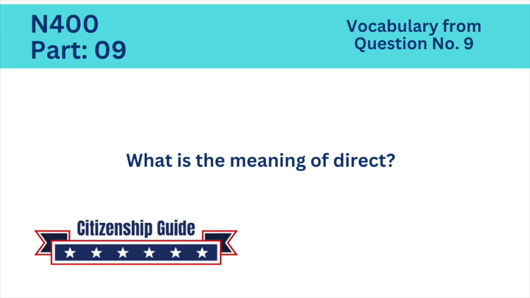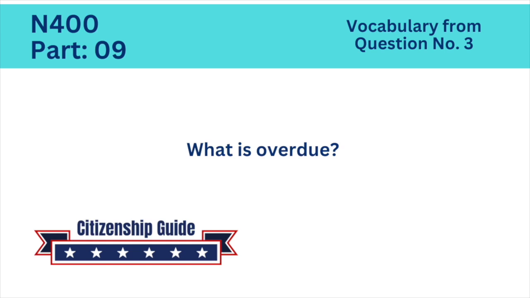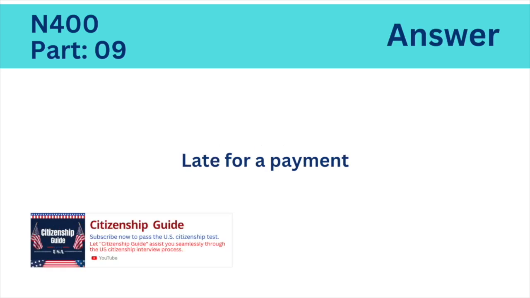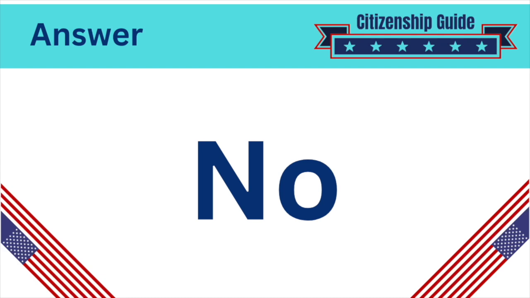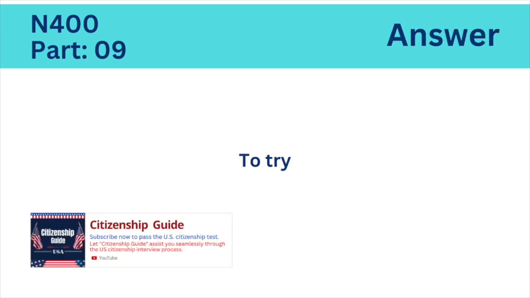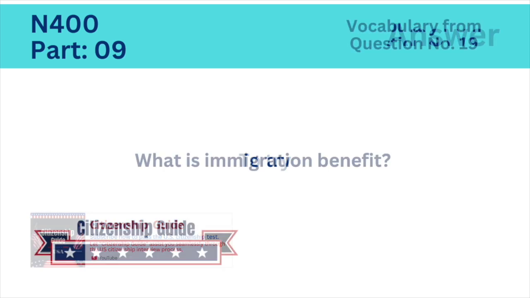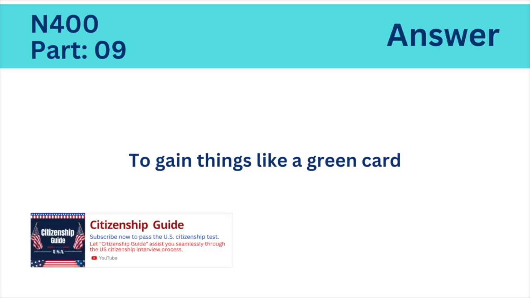What is the meaning of direct? To be in charge. What is overdue? Late for a payment. Have you ever ordered, incited, called for, committed, assisted, helped with, or otherwise participated in killing, or trying to kill any person? No. Define, attempt. To try. What is immigration benefit? To gain things like a green card.